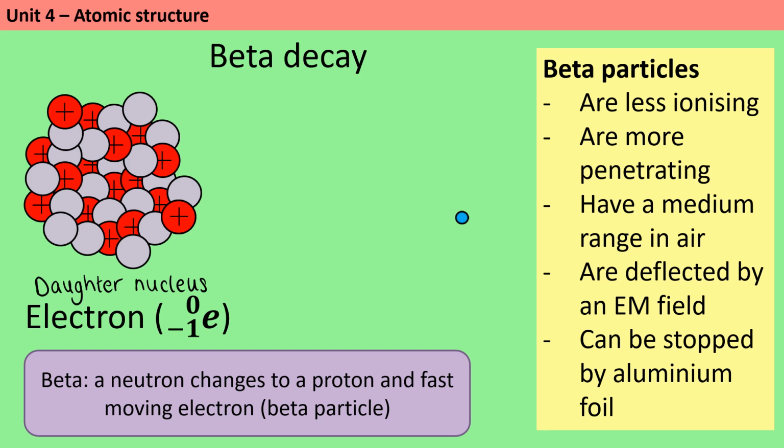So these beta particles are less ionizing than the alpha particles because they're smaller and also less charged. There's only 1 negative charge as opposed to the 2 positive on the alpha. They're more penetrating, because they're smaller, they can get further. They've got a medium range in air. They're still deflected by an electromagnetic field, but in the opposite direction to the alpha particle because they're negatively charged instead of positively charged. They can get through paper, but they can be stopped by aluminium foil.